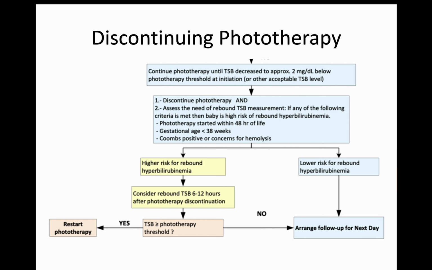If they're higher risk for rebound, we would want to keep them and double check their TSB at 6 to 12 hours after we discontinue the phototherapy. And of course, if their TSB is above the current phototherapy threshold, we would restart phototherapy. Something to mention is that when we're considering discontinuing phototherapy, sometimes we're not always quite 2 below the threshold at time of initiation, especially if they had phototherapy initiated earlier in life. But that's one of those discussions to have with attendings if they feel comfortable discontinuing it at an earlier time.